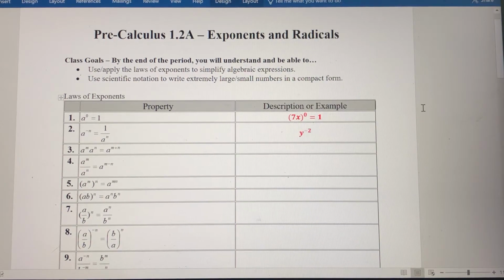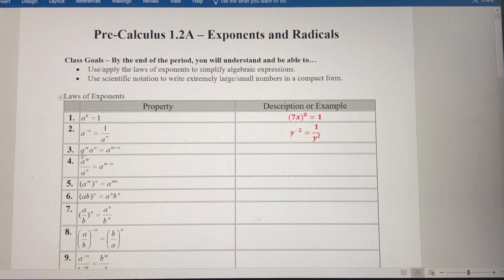So here we've got y to the negative 2. Well, this is understood to be y to the negative 2 over 1. So we're going to move this y term down to the denominator, and the exponent changes from negative 2 to positive 2. So 1 over y squared. Nothing else I can do here to simplify that, so that is the answer.